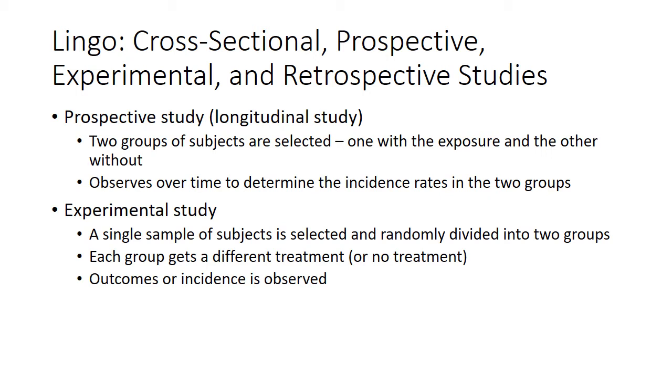Another type of study you may see is an experimental study, where we have a single sample of subjects, selected randomly and then divided into two groups. This is more like drug trials, where each group either gets a different treatment, or one group gets a treatment and the other gets no treatment. So you have a controlled trial with a control group, and you look at the outcomes or the incidence of disease as time moves forward.